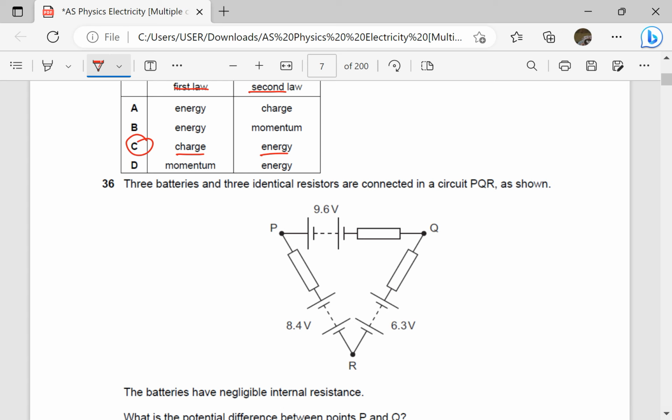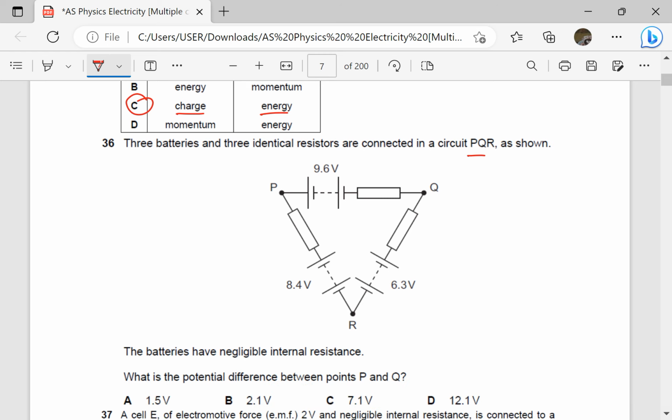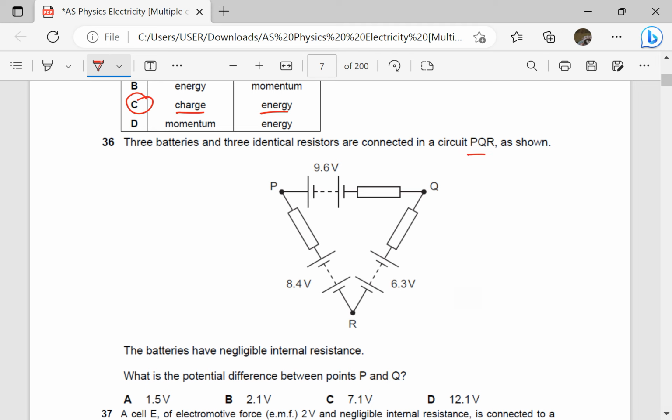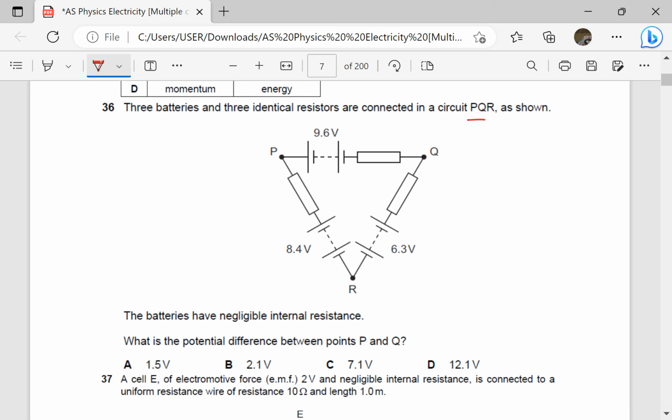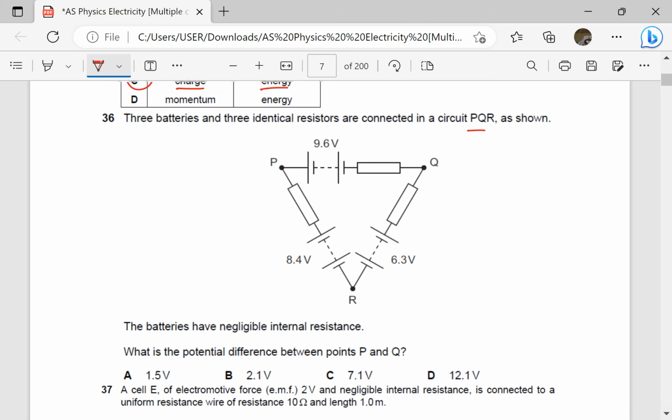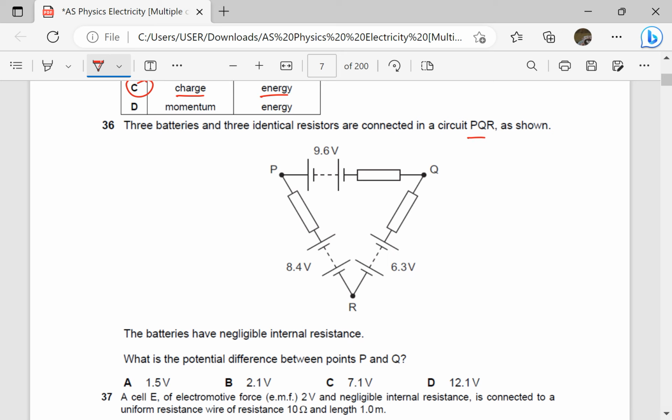3 batteries and 3 identical resistors are connected in a circuit PQR as shown in the figure here. It looks complex, but it might be very easy. The batteries have negligible internal resistance. What is the potential difference between points P and Q? Okay. First of all, let's find the net effective EMF.